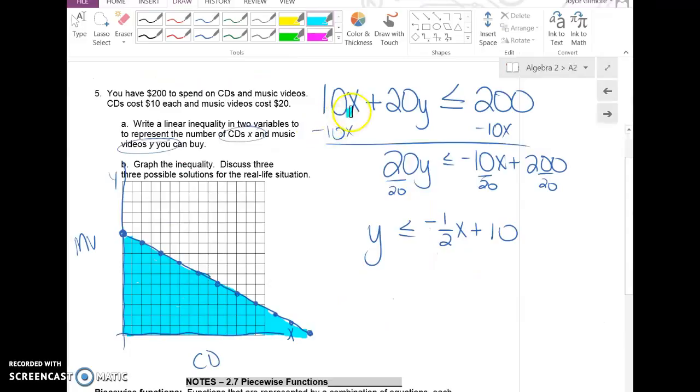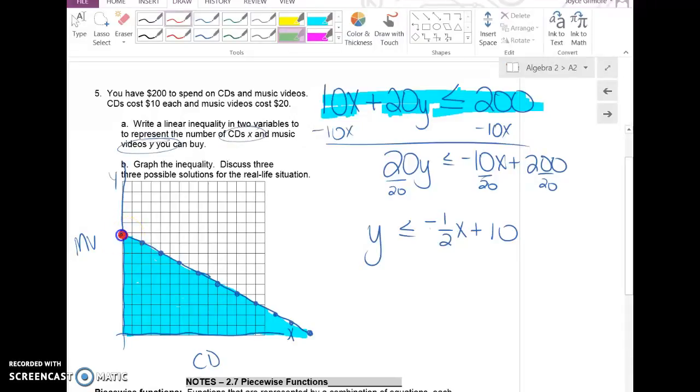In this problem, CDs cost $10 each, so 10x. Music videos cost $20 each, so 20y, and we can't spend more than 200, so less than or equal to 200. We solve that, get it into slope-intercept form. Y is less than or equal to negative 1/2 x plus 10, and graph it. Solid line shaded down.